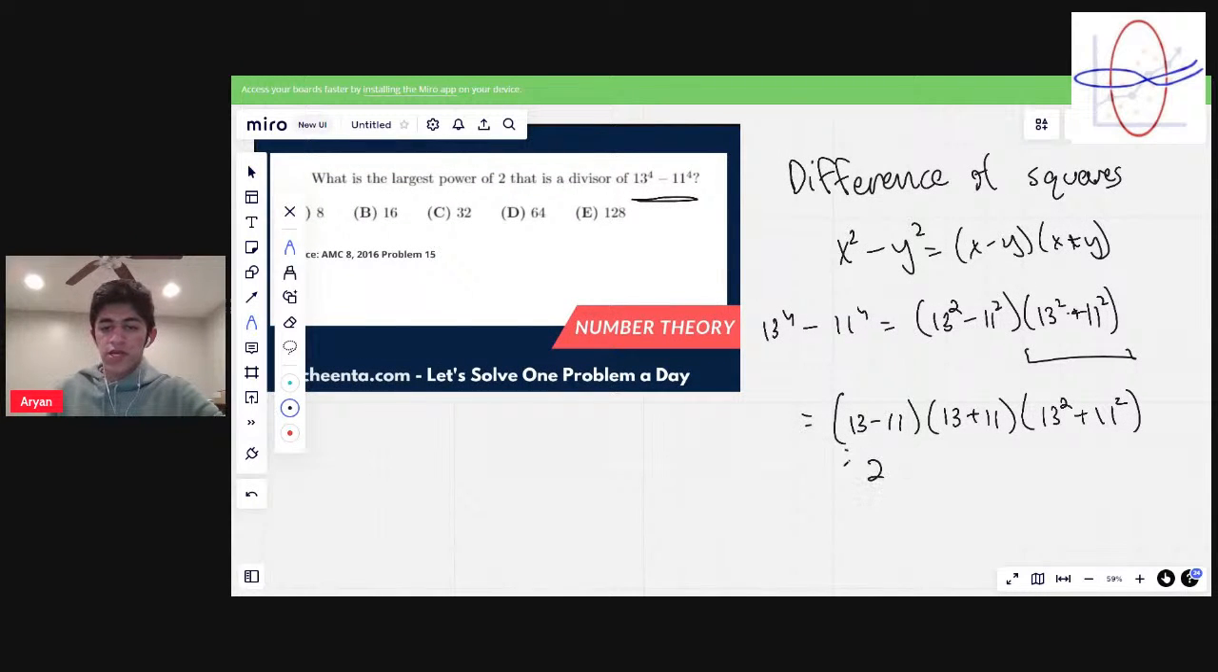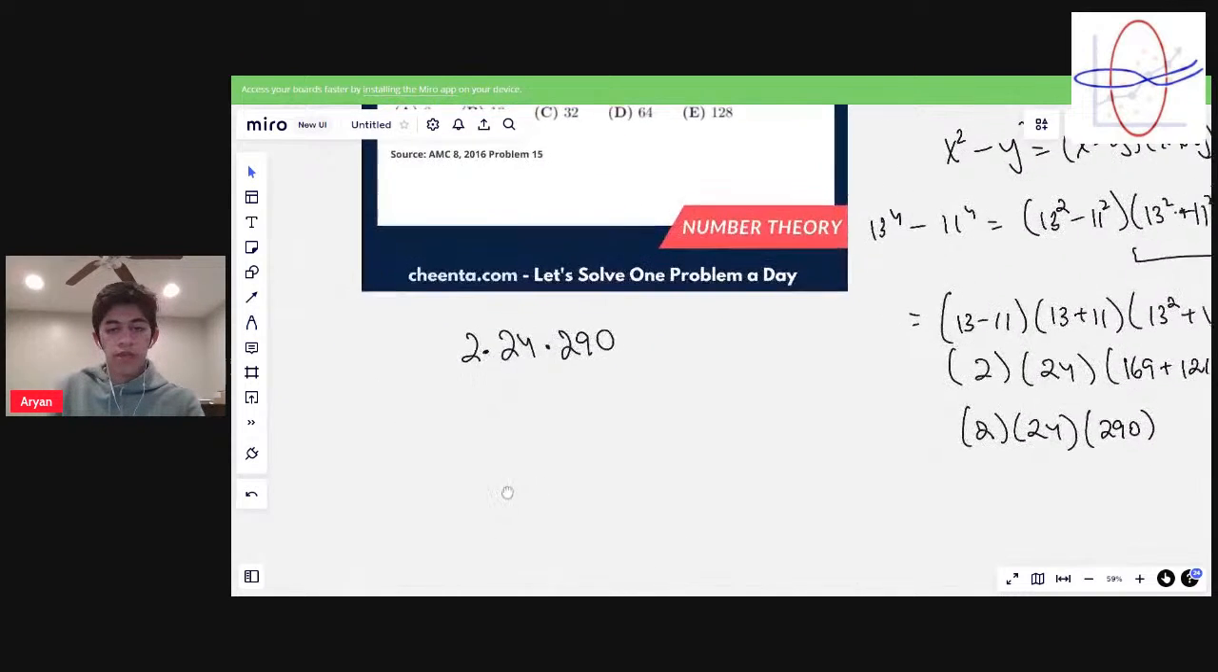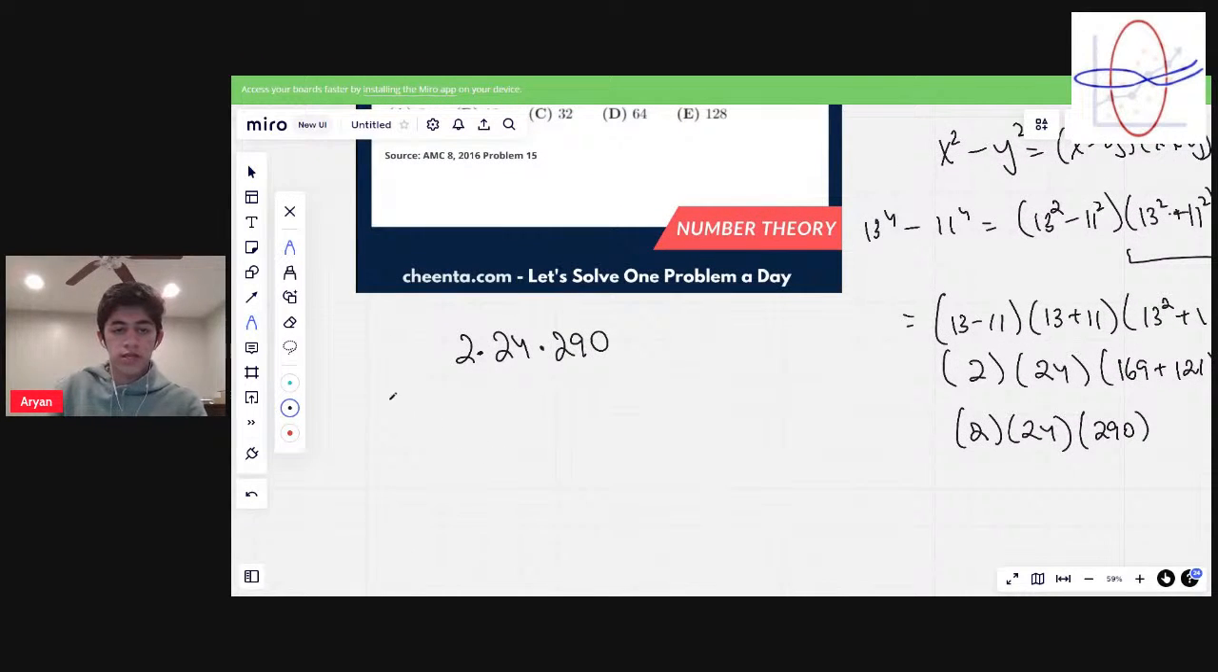13 minus 11, that's just 2. 13 plus 11 is 24. And then this is 169 plus 121. Simplifying this further, we get 2 times 24 times 290. Now for this product right here, I need to find how many factors of 2 there are in it. And we can do that by looking at each part of this product individually.